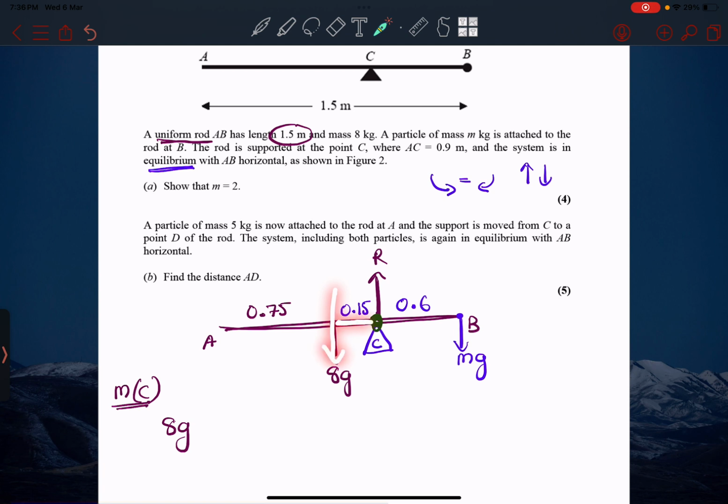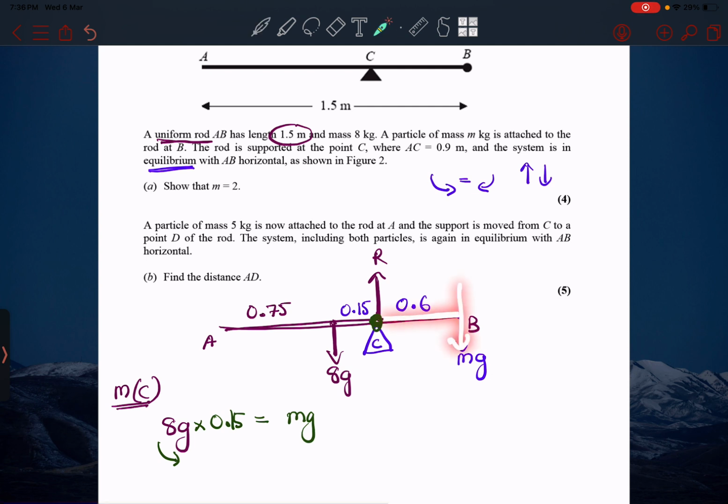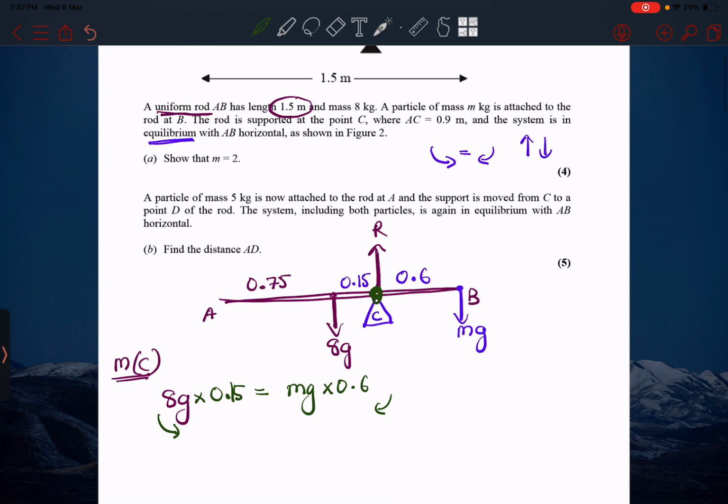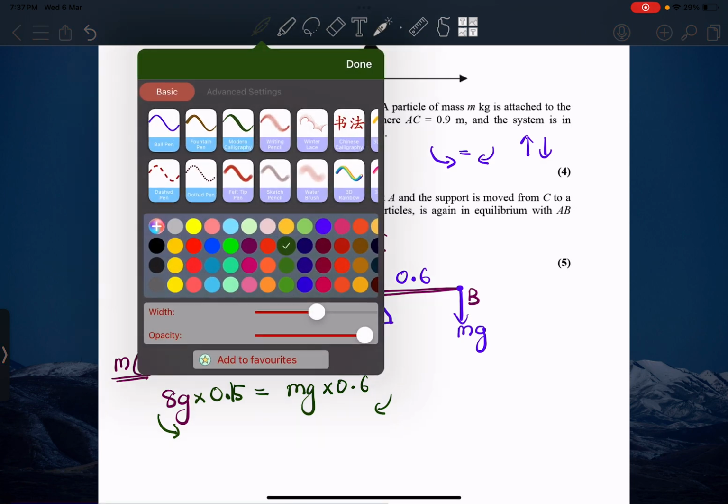The perpendicular distance is 0.15. So 8g times 0.15 should be equal to, so this was in the anti-clockwise direction. So in the clockwise direction, you've got mg, which is my force, and the perpendicular distance to the point is 0.6. So you now have mg times 0.6 that is acting in the clockwise direction. So both of these should be equal, and then all we have to do now is solve for m.